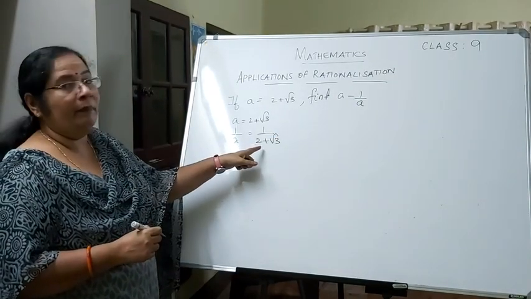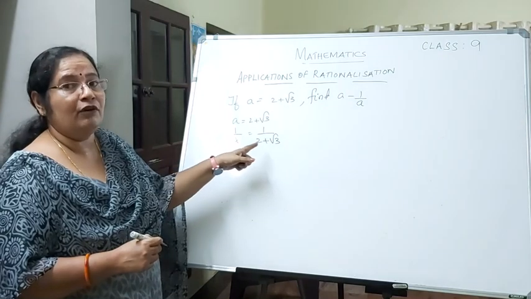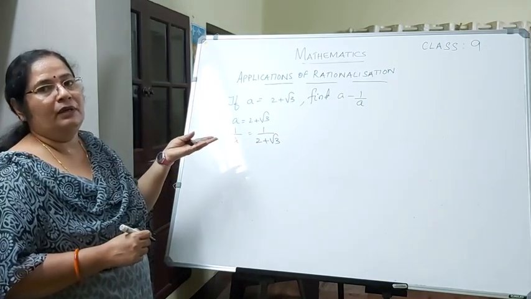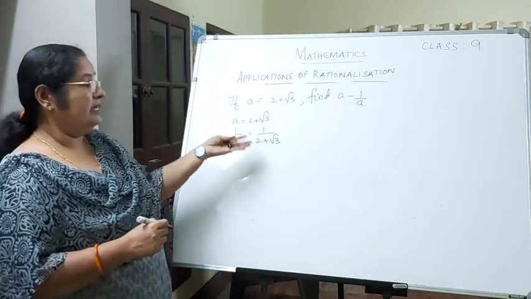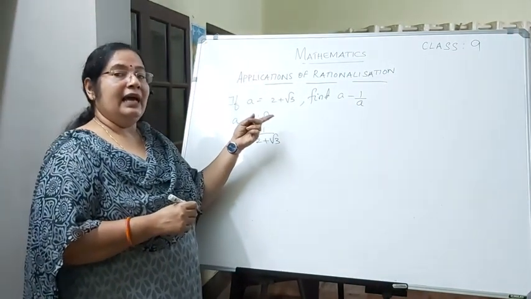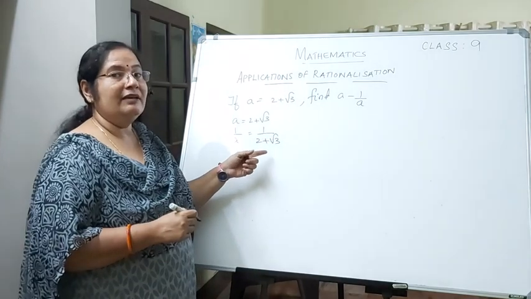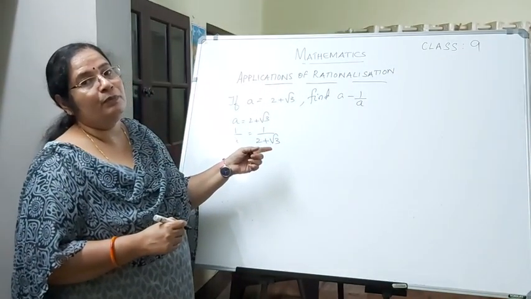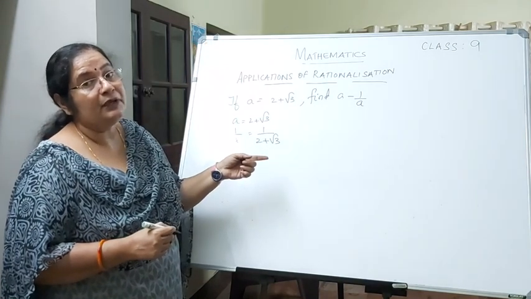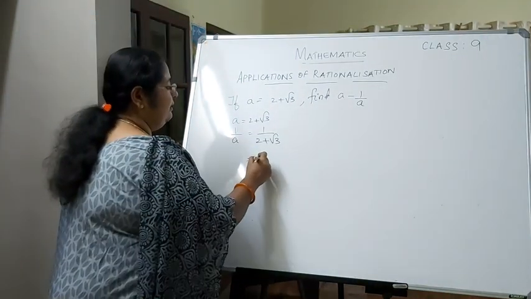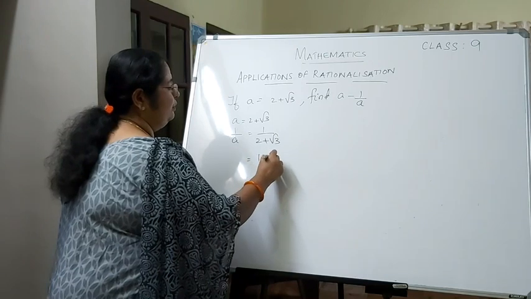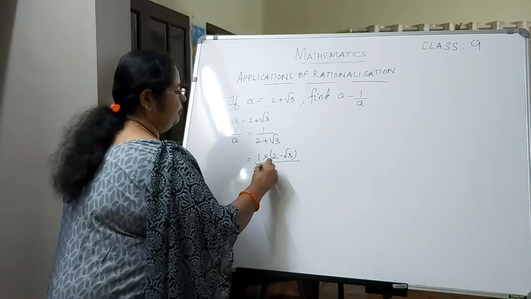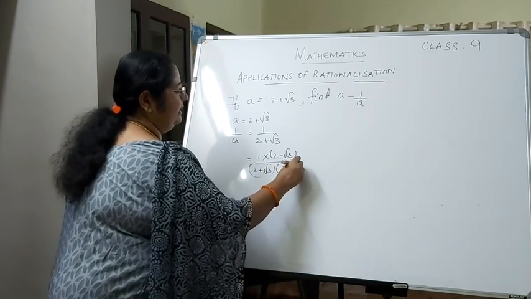Now look at this denominator. Is this in the rational form? It is not in the rational form, so you have to make it rational. How to make it rational? Multiply both numerator and denominator with the rationalizing factor for 2 plus root 3. What is the rationalizing factor for 2 plus root 3? 2 minus root 3. So we are going to multiply the numerator 1 into 2 minus root 3, by 2 plus root 3 into 2 minus root 3.